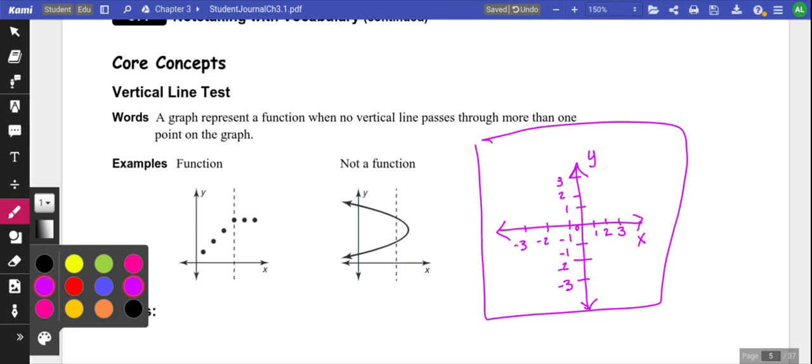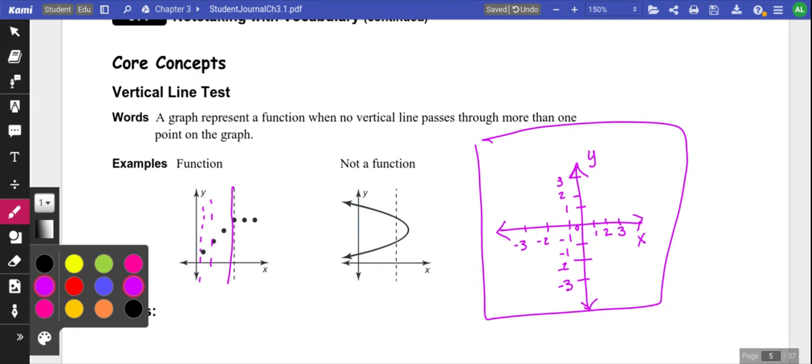The first thing we can do if we're being asked whether this graph is a function or not is something called the vertical line test. The vertical line test is when we use a vertical line, straight up and down, to figure out if we are crossing more than one point at a time.